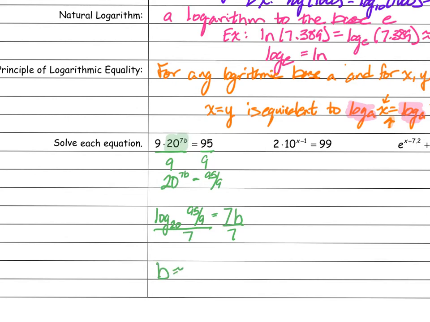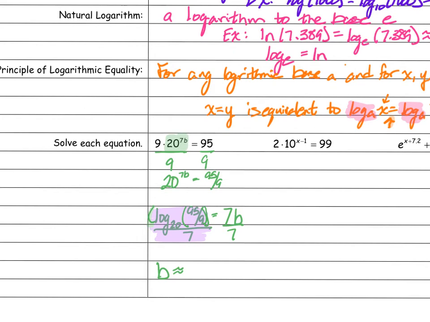So b is approximately going to be equal to, now what I'm going to do is put this whole thing right here into my calculator, just like this. You probably need to put this part into parentheses before you put it into the calculator. So I'm going to do parentheses log base 20 of 95 divided by 9, and this, just so you know, will also be in parentheses. Okay, so you'll have double parentheses at the end, and then divide that whole thing by 7.